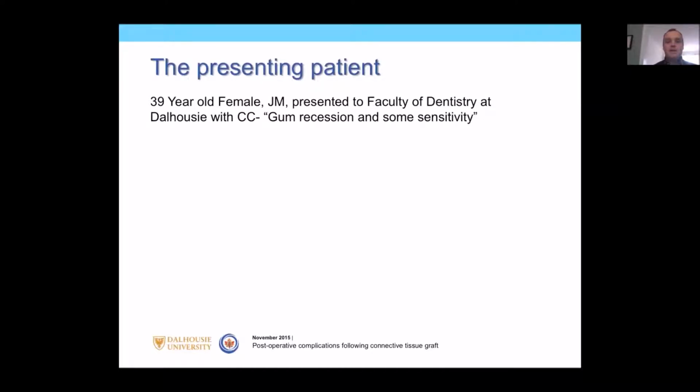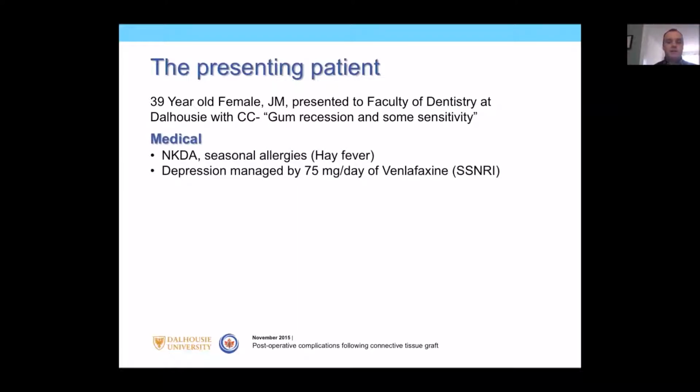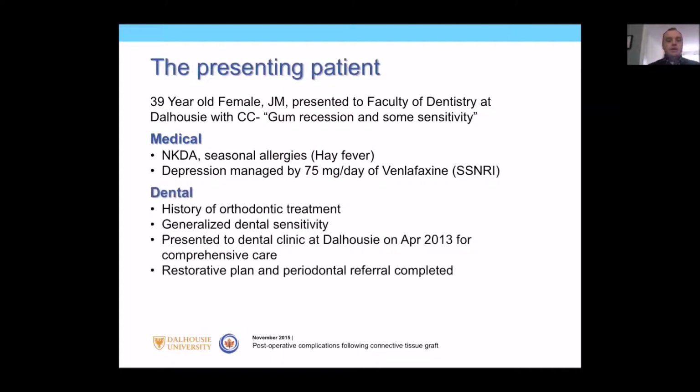She presented to the Faculty of Dentistry at Dalhousie with a chief complaint of gum recession and some sensitivity. Relatively healthy lady, no allergies, and just on one oral medication for depression. Dental history: she had a history of orthodontic treatment as a teenager. Once again, she had generalized dental sensitivity, and she presented at the Dalhousie Clinic for screening for comprehensive care. A restorative plan was developed at that time, and a referral was made to the periodontal clinic. She was a non-smoker with just occasional social alcohol consumption.